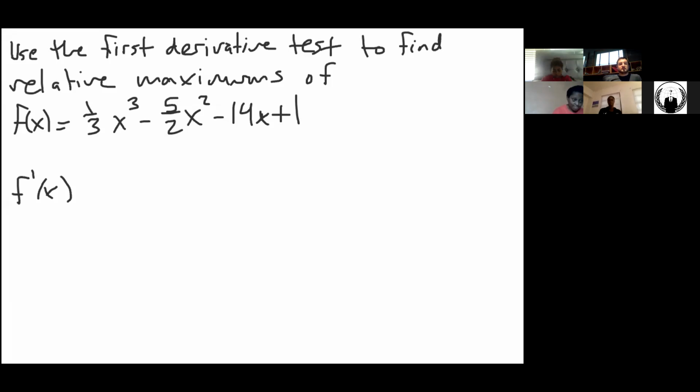We're using the first derivative test to find relative maximums and minimums of this. So we said the first thing to do is find critical points. So take the derivative of this function, set it equal to 0.